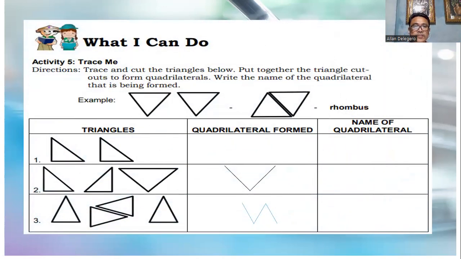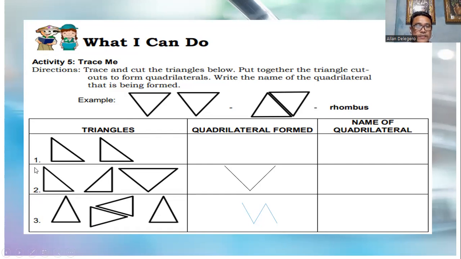Trace and cut the triangles below. Put together the triangle cutouts to form quadrilaterals. Write the name of the quadrilateral that is being formed. We have here the example. Then put together, it forms a rhombus.